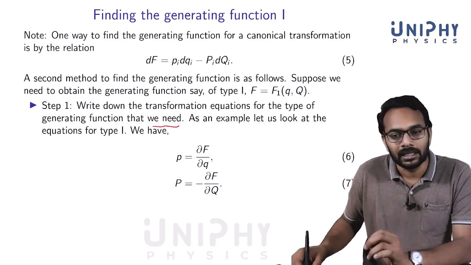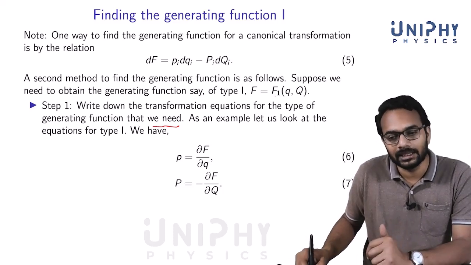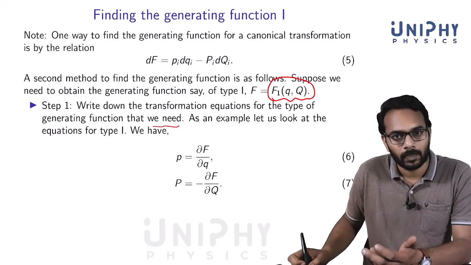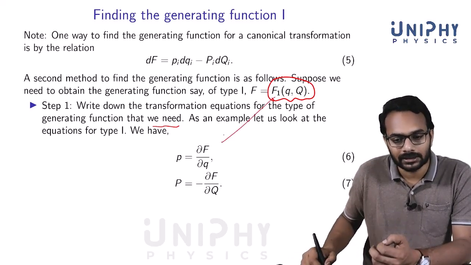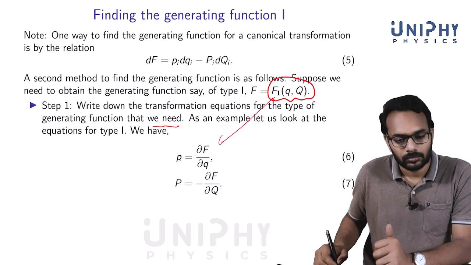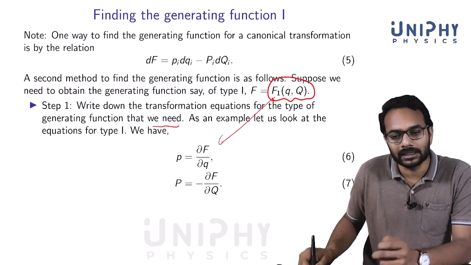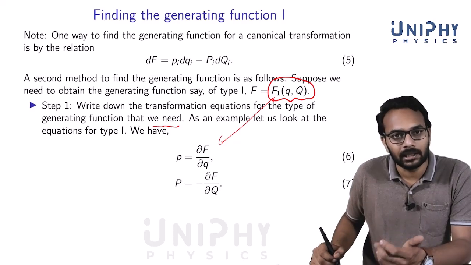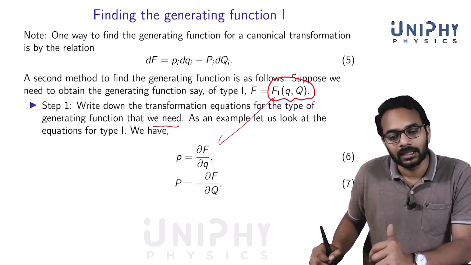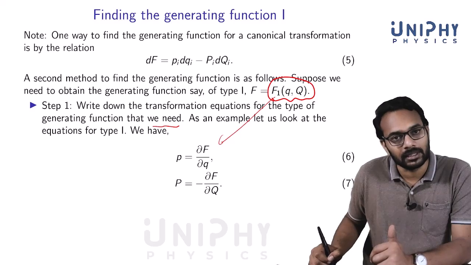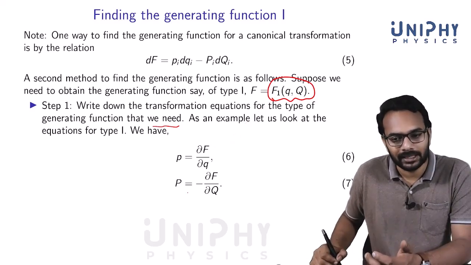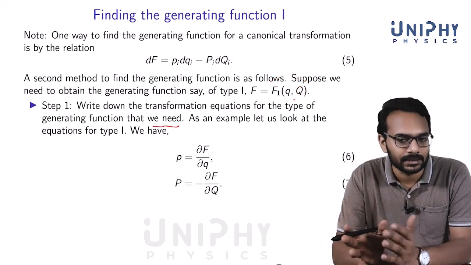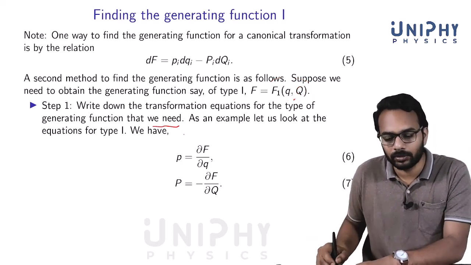For example, imagine they give you a transformation and they ask you to find F1 of small q comma capital Q. So the first step is to write down the transformation equations. In this case we know that the transformation equations are small p is equal to ∂F/∂q and capital P is equal to minus ∂F/∂Q. There's a minus sign here because the coordinate appears in the second place. That's it. So we have got the transformation equations.